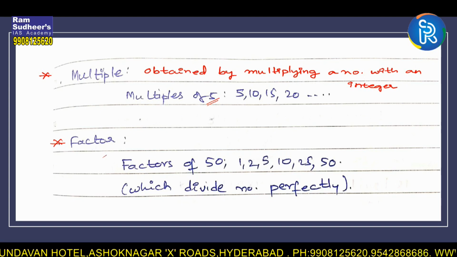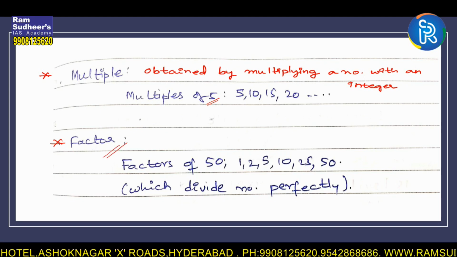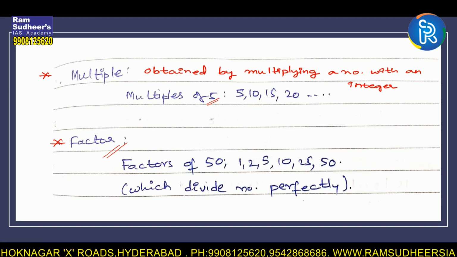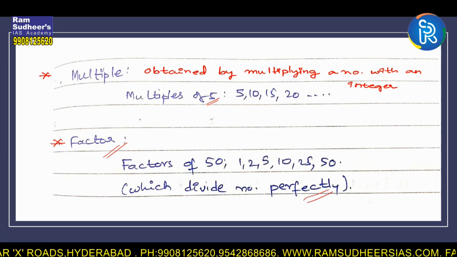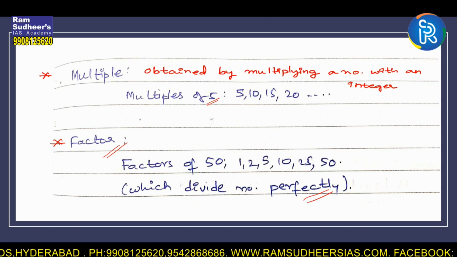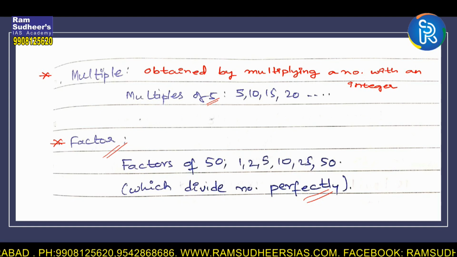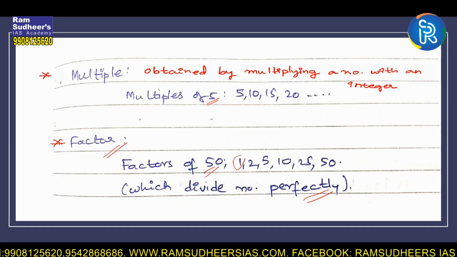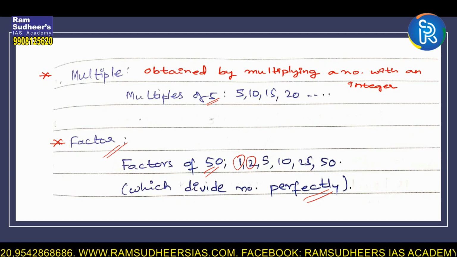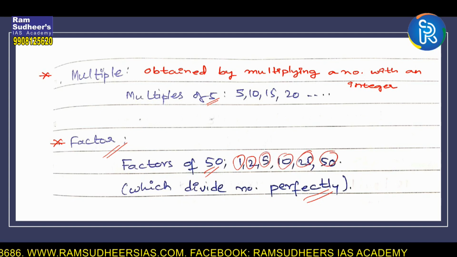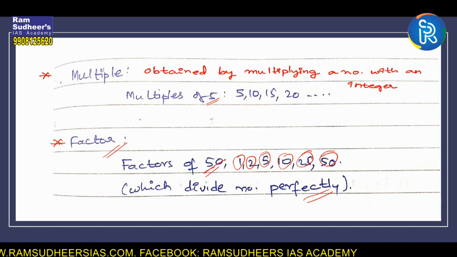And then what is a factor? Factors are those which divide a number perfectly. By perfectly I mean the number will be dividing the number leaving no remainder. For example, factors of 50. 50 is divided by 1, leaving no remainder. Similarly, 2, 5, 10, 25 and 50 all divide 50, leaving no remainder behind. That's the meaning of a factor. So now it's clear what a multiple is and what a factor is.